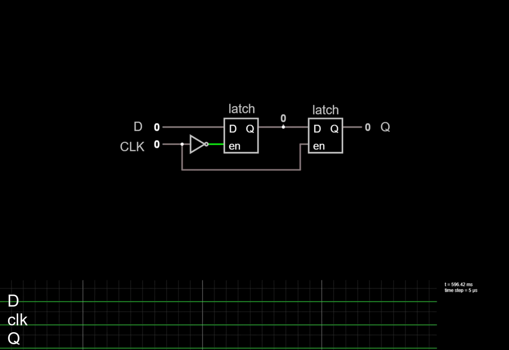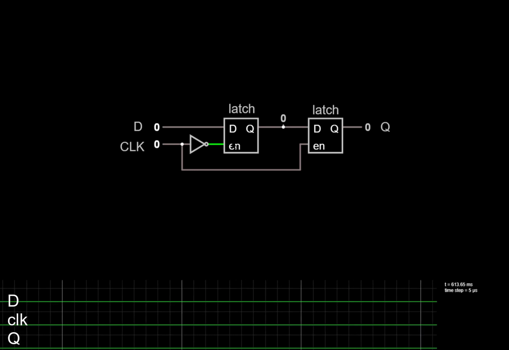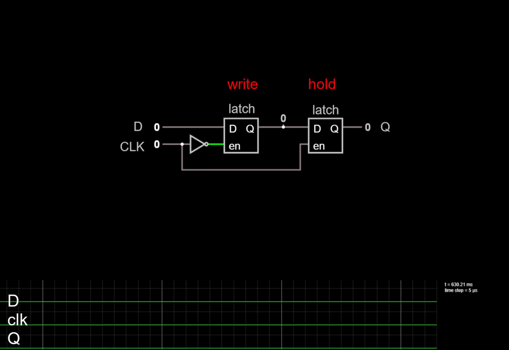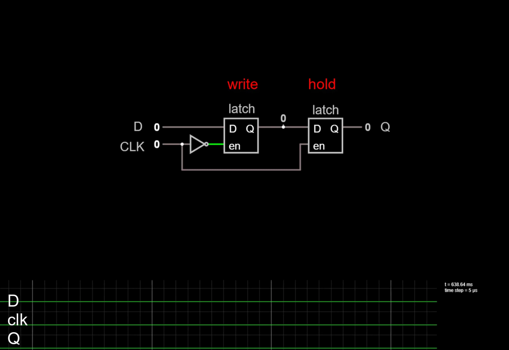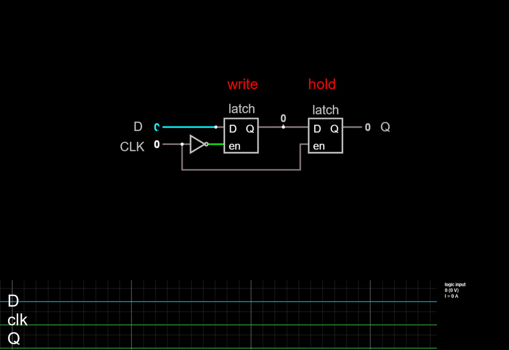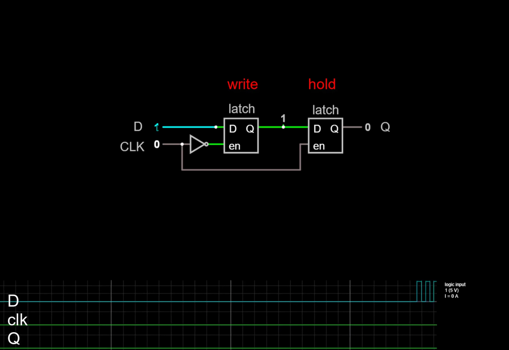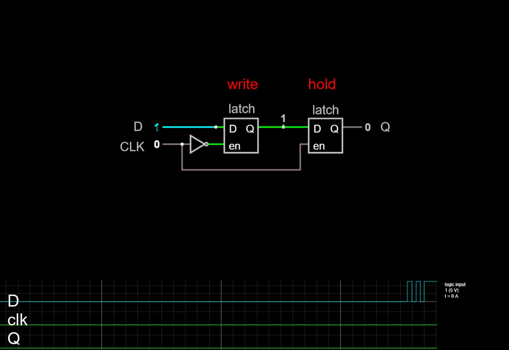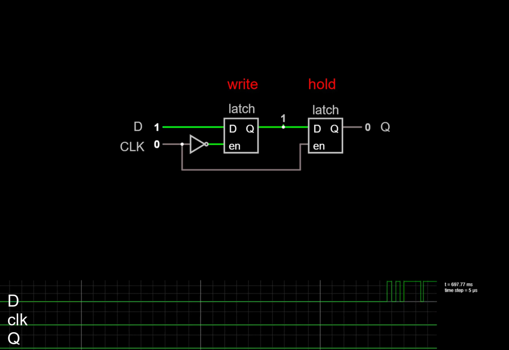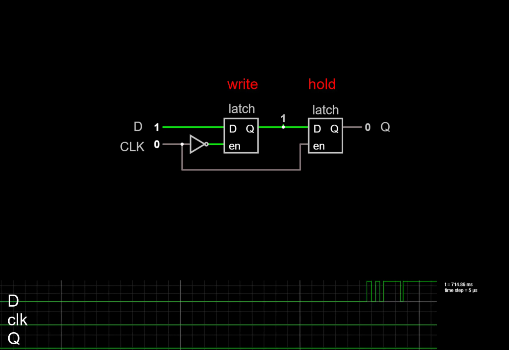Initially, clock is low, so the first latch is in write mode since it has a 1 on its write enable, while the second latch is in hold mode. As we change the value of the data input, since the first latch is in write mode, we see that the value internal to the flip-flop at the midpoint between the two latches follows changes in D, but the output Q doesn't change since the second latch is in hold mode.